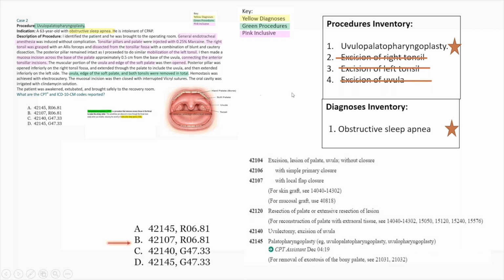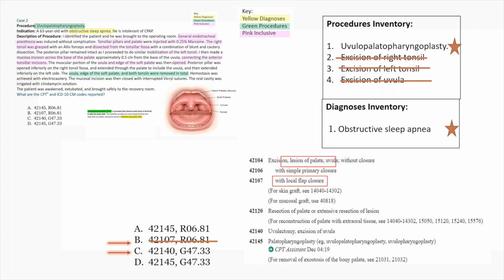Let's move on, and these are our code options. Let's start the process of elimination. Let's look into option B, 42107. It would be the wrong answer because that is coding for excision of lesion of palate or uvula with local flap closure. Cross-checking with the procedure inventory, it's not a lesion of the palate or uvula which has been excised. Uvulopalatopharyngoplasty is the procedure. So that is wrong.